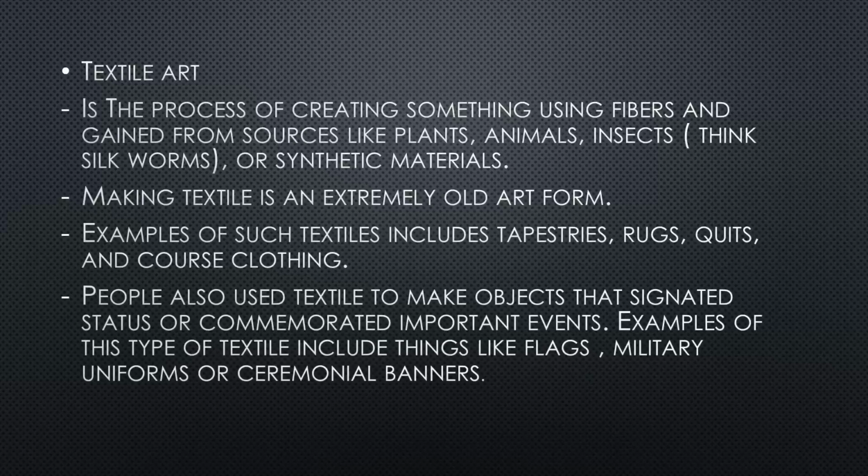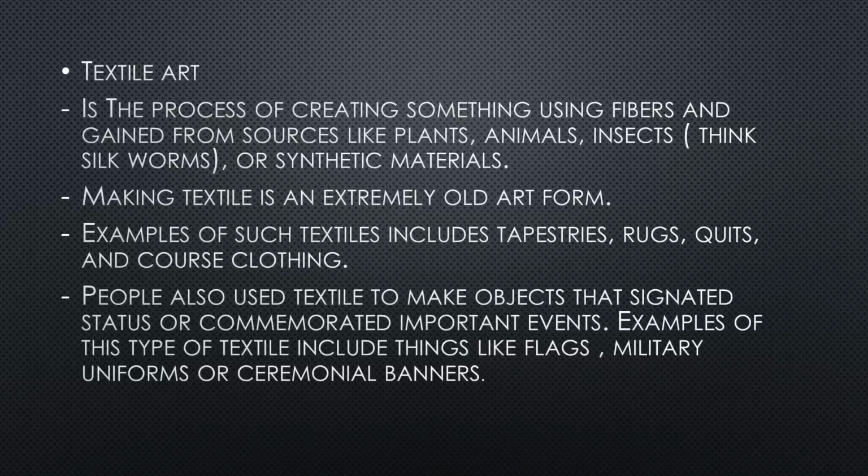Making textile is an extremely old art form. So when we say extremely old art form, dugay na gid kaayo siya. Sa iyang kadugayon, it became a culture and a tradition of some places in the world. Examples of such textiles include tapestries, rugs, quilts, and coarse clothing. People also used textiles to make objects that signified status or commemorated important events. Examples of this type of textiles include things like flags, military uniforms, or ceremonial banners.